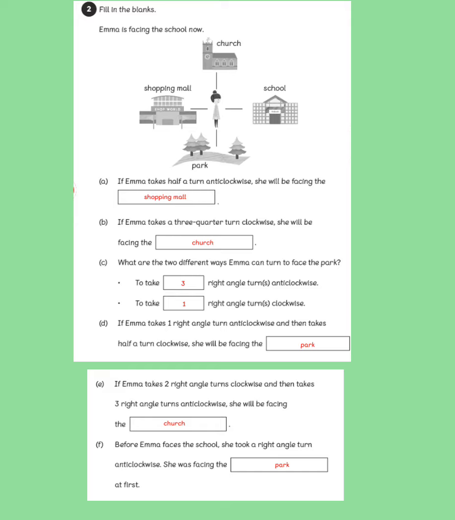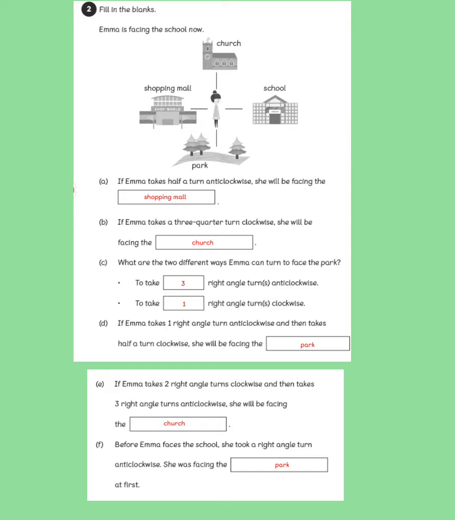C, what are the 2 different ways Emma can turn to face the park? Well, we can say that she can do 1 right angle turn clockwise. That would be the easiest option. Or she can take 3 right angle turns anti-clockwise, or 3/4 of a whole turn anti-clockwise.